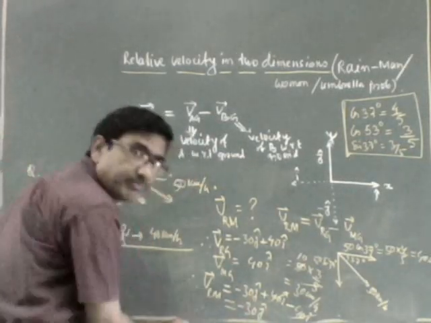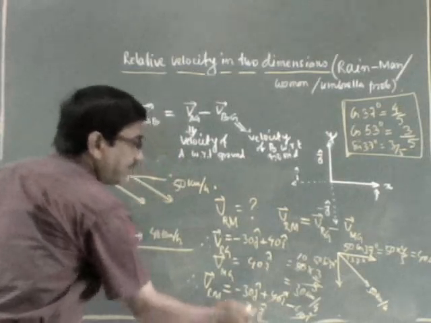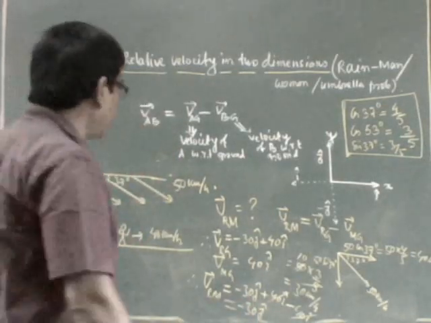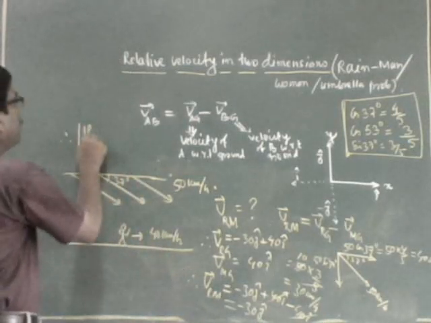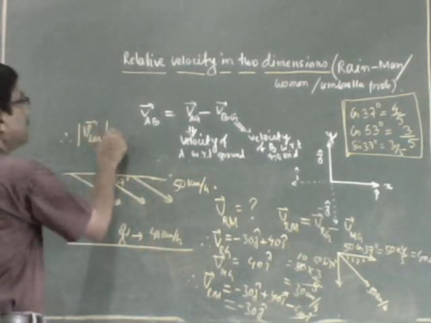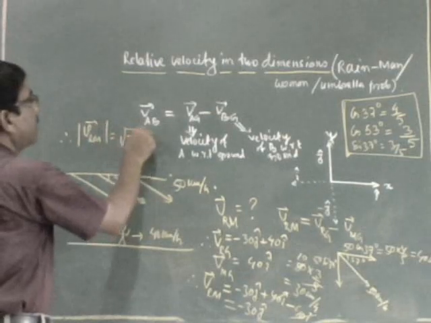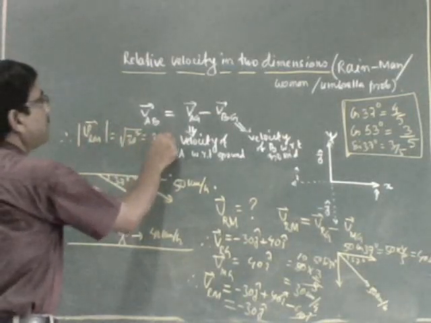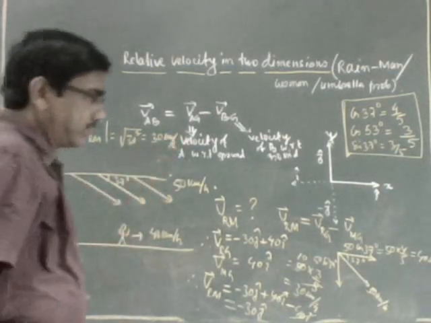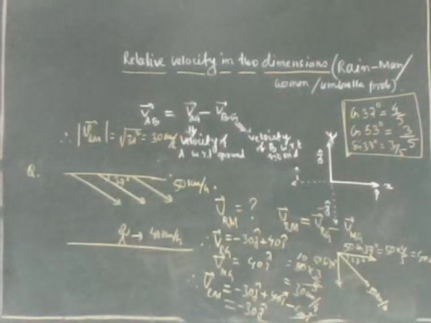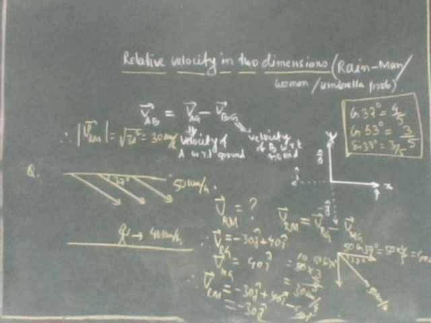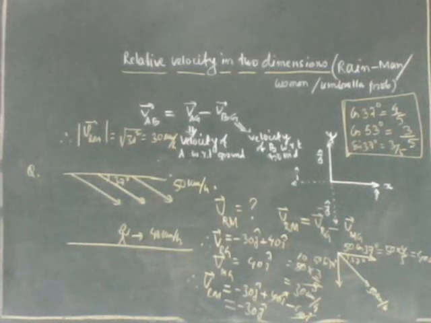If VRM is minus 30j, then what is the magnitude of VRM? The magnitude of VRM is the root of 30 squared, which is 30 km per hour.